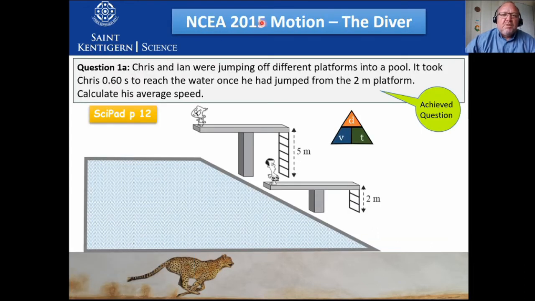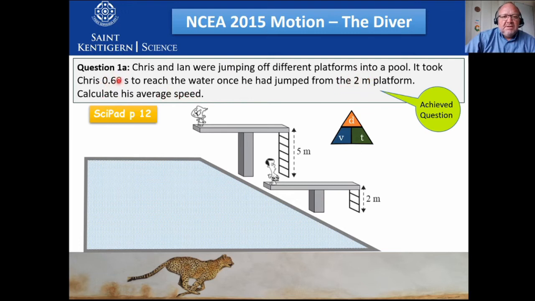Okay, so this was question 1A in 2015, all about motion, and it was the diver. So Chris and Ian. There's Chris and Ian. Don't know which is which. We'll figure it out. Chris and Ian were jumping off different platforms into a pool. It took Chris 0.6 of a second, there's your time, to reach the water, once he had jumped from the platform that is 2 meters high. So that's your distance. Distance is 2, time is 0.6. Calculate his average speed.